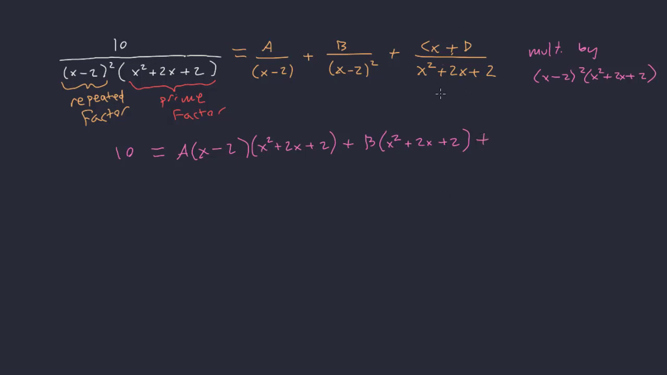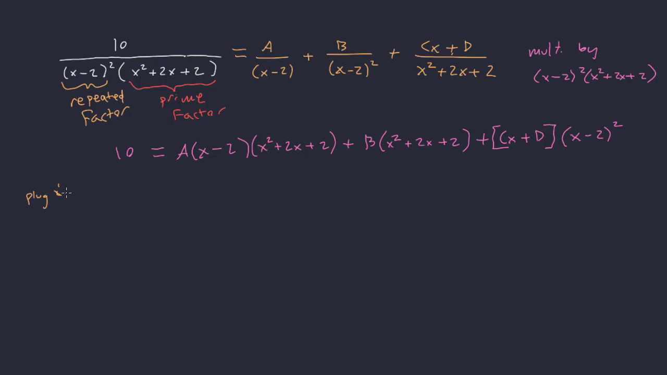And then here, for the cx plus d, the whole thing will be multiplied by, well, the x squared plus 2x plus 2 thing cancels, so we're left with the x minus 2 all squared. So this is a bit of a mess, but we can hopefully handle it. There are ways we could go about doing this. What I'm going to do is try a mixture of techniques for this one. I'm going to start by plugging in 2, because to me that seems like it will simplify some things.